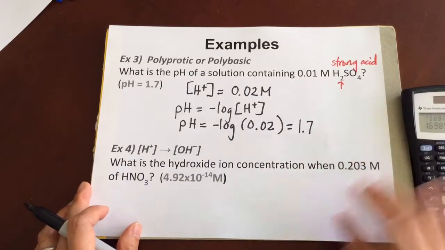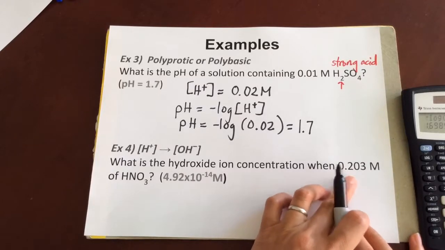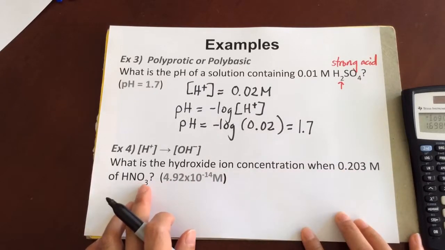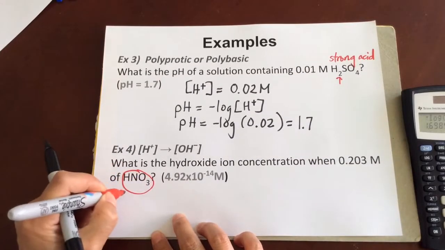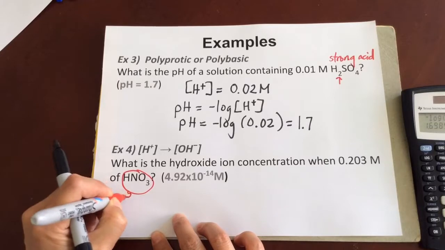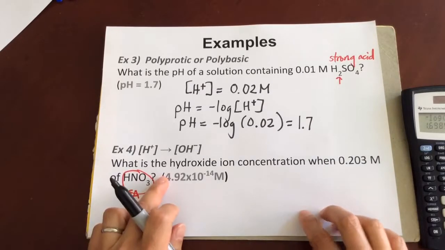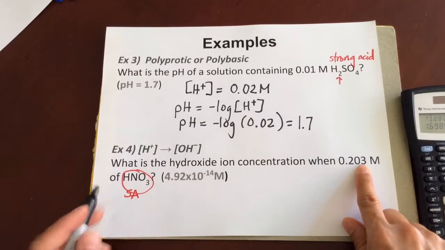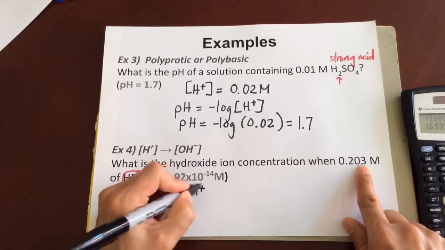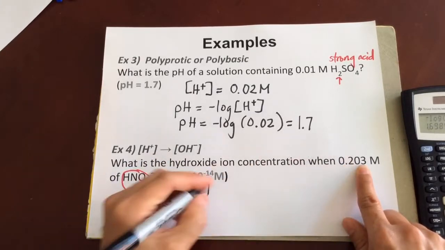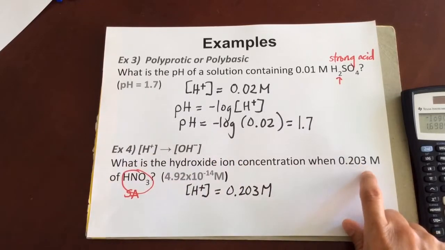Let's take a look at number 4. It says, what is the hydroxide ion when 0.203 molar of HNO3? Notice this is an acid. Notice, is it strong or weak? It's a strong acid. So strong acid we're looking at. So we're looking for the hydroxide ion concentration. We have the hydrogen ion concentration. So the hydrogen ion concentration is whatever this amount is. We want the hydroxide ion concentration.